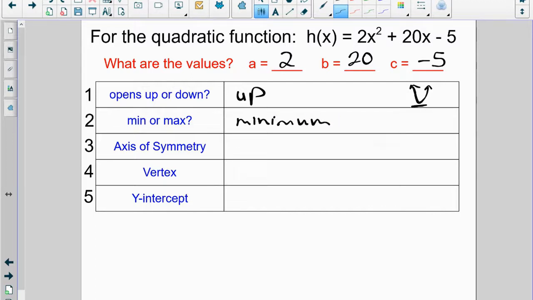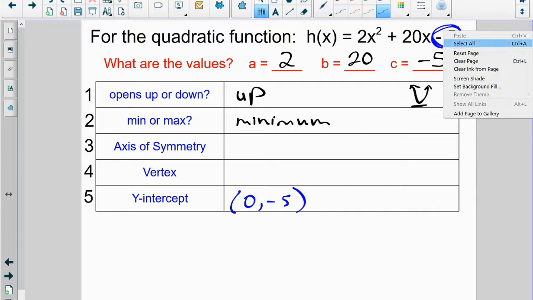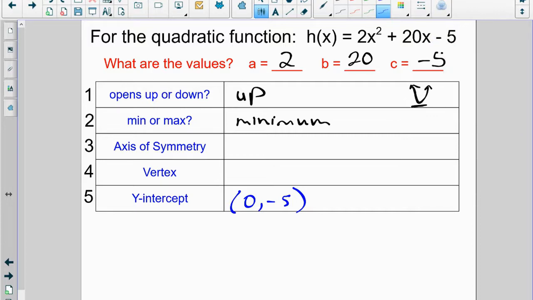All right, let's jump down to y-intercept. What's the y-intercept? Well, I see at the end of the equation, it ends with minus 5. So my y-intercept is 0, comma, negative 5. Next is the axis of symmetry. I already know it's going to be an equation, x equals something. And we use that formula, the opposite of b over 2a, to get that number.